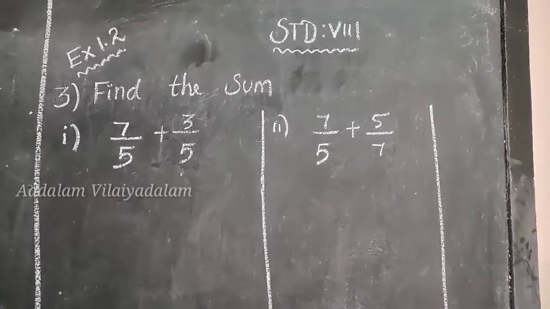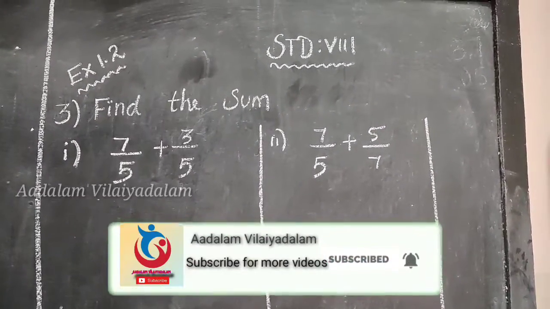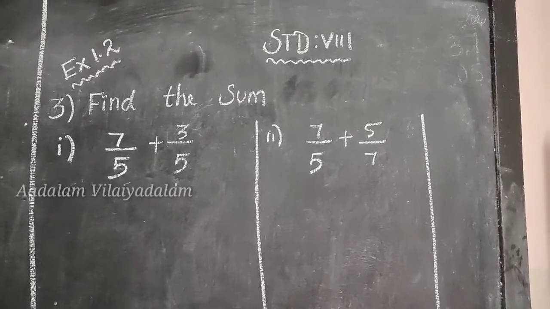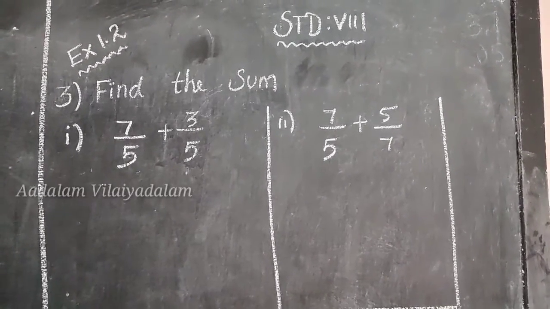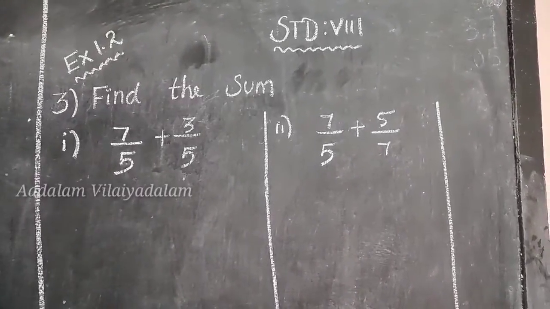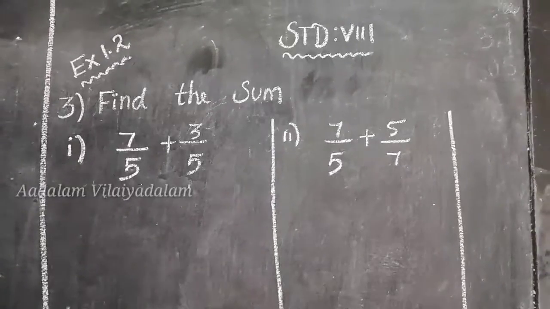Hello students, today I am going to teach 8th standard maths chapter 1 exercise 1.2. In this exercise we are going to learn the four operations of rational numbers. Let's move on to exercise 1.2, third question.